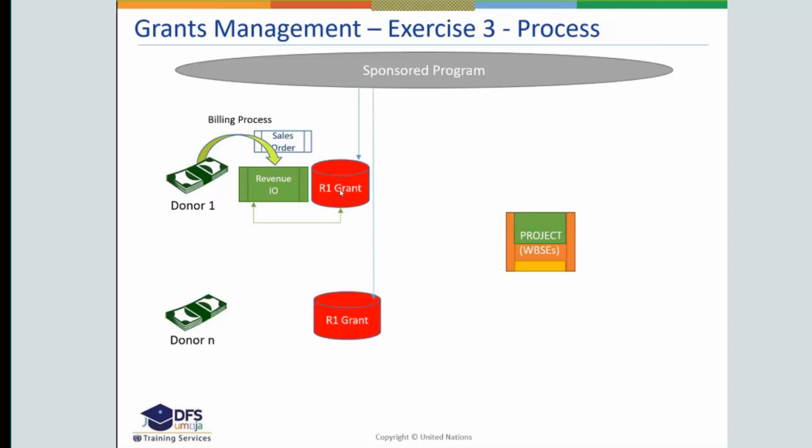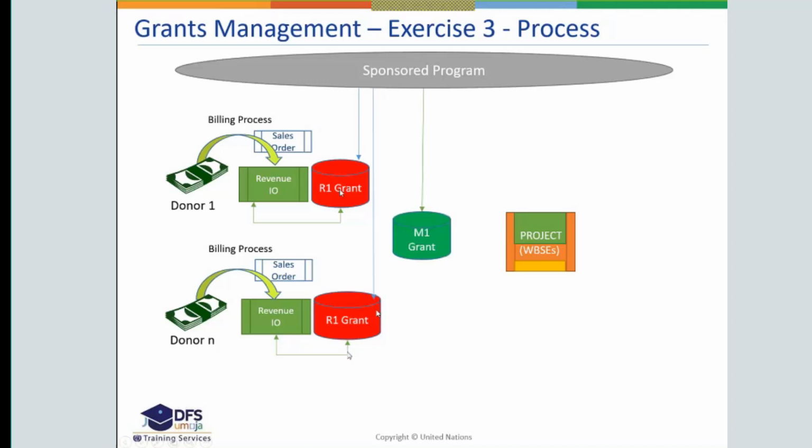We will create a second resource mobilization grant for the second donor and a revenue internal order as well, exactly as in the previous case, to track. So a sales order will be created once both of them are linked, and we will perform the billing as well for this grant. So what else?